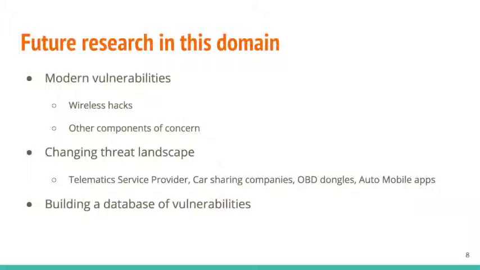Secondly, the threat landscape is changing. Future threats include the telematic systems of a car, installed components of a car by car-sharing companies, OBD, onboard diagnostics, OBD dongles, and third-party applications. Lastly, a lot of research has been focused on building a database of vulnerabilities so that car manufacturers can make sure that when they send out a car, there are no exploits that currently exist that have already been documented.